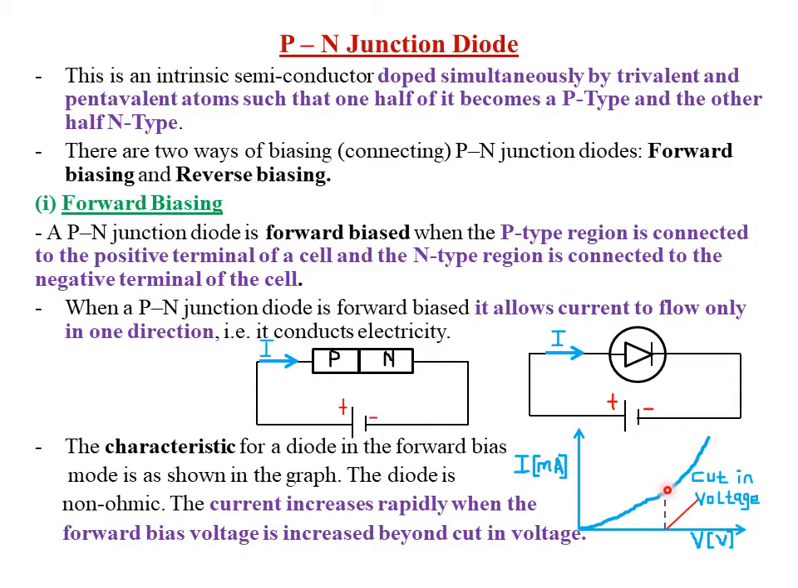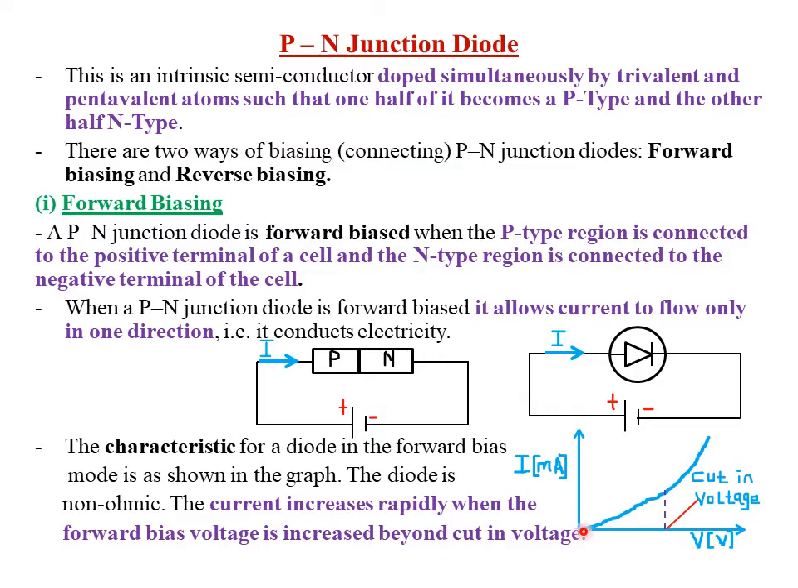That is why you can see the graph is moving at a faster rate. That is after the cut-in region. So the diode is non-ohmic, simply showing that the electrical current and of course the voltage are not directly proportional to one another, because if they were to obey Ohm's law, then it means that the current and the voltage should be directly proportional to one another.